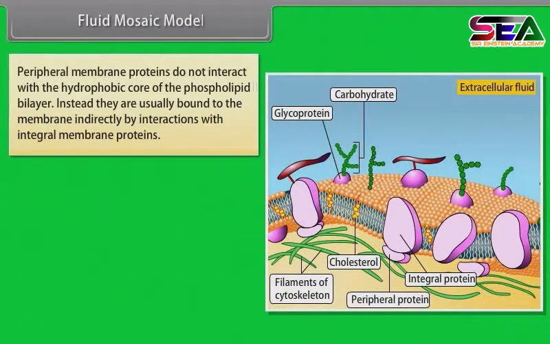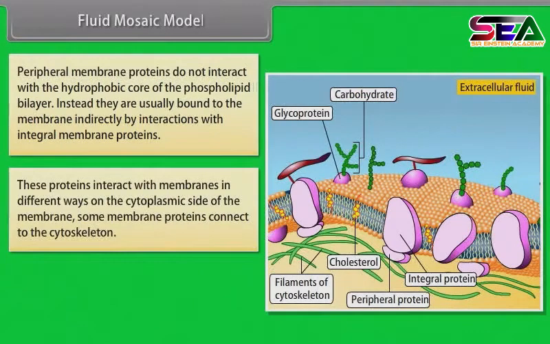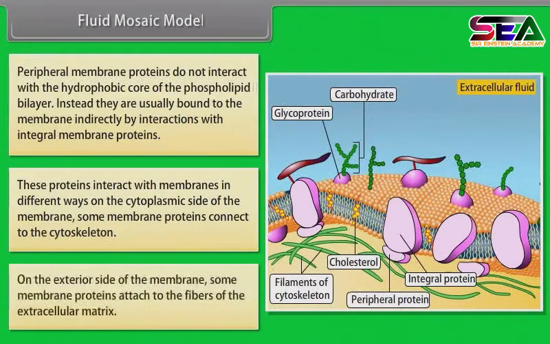Peripheral membrane proteins do not interact with the hydrophobic core of the phospholipid bilayer. Instead, they are usually bound to the membrane indirectly by interactions with integral membrane proteins. These proteins interact with membranes in different ways on the cytoplasmic side of the membrane. Some membrane proteins connect to the cytoskeleton. On the exterior side of the membrane, some membrane proteins attach to the fibers of the extracellular matrix.